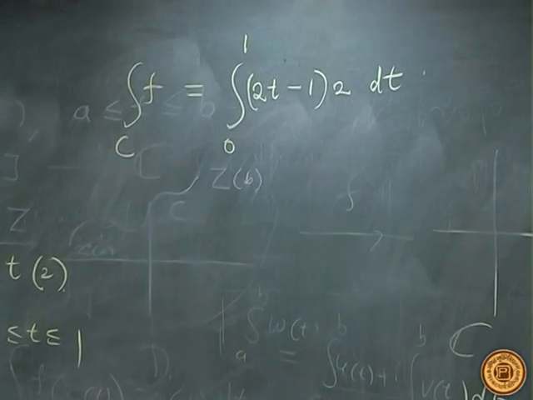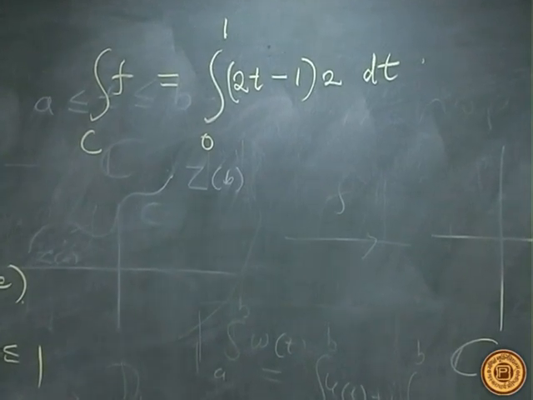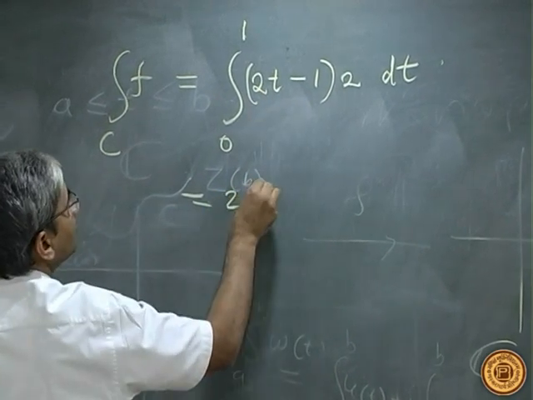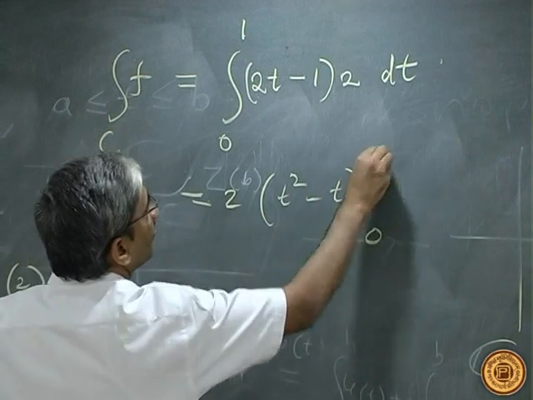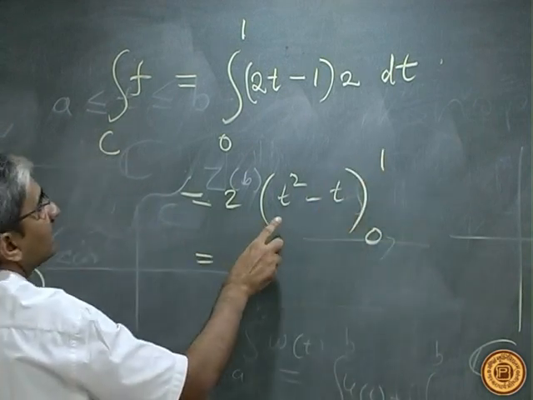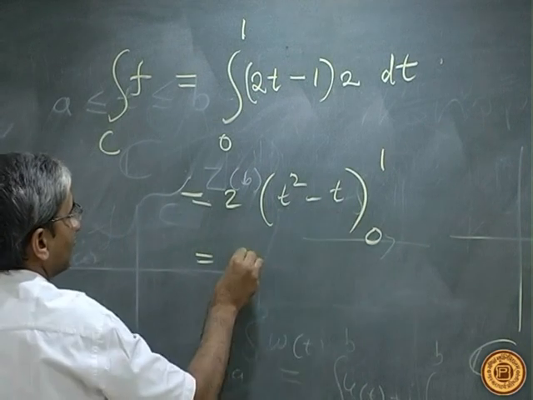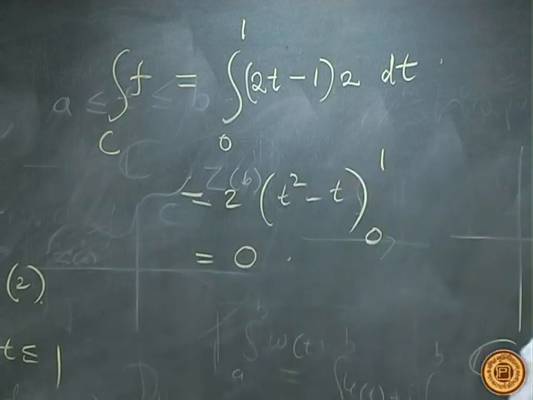So 2t minus 1 into 2 dt. So this is equal to, what is the integral of 2t? So this 2 is outside. It is t square minus t from 0 to 1. So it is 1 minus 1, 0, and 0, so it should be 0. So again the value of the integral is 0.